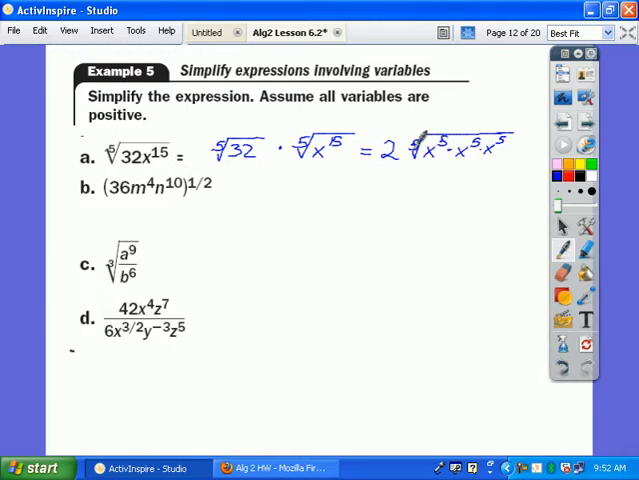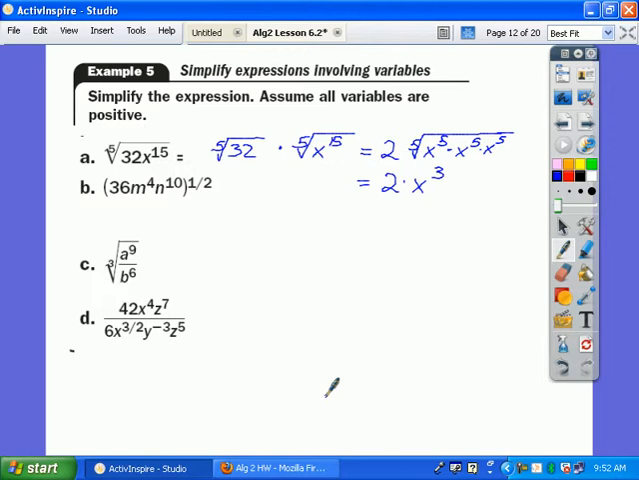So what is the 5th root of x to the 5th? Well, those two should cancel each other out. If I take something to the 5th power, but then I 5th root it, it should just leave me with x. So the 5th root of x to the 5th should just be x here. The 5th root of this one should just be x. And the 5th root of this x to the 5th should be x. And so that leaves us with 2 times x cubed. Okay? So the 5th root of x to the 15th is just x cubed.